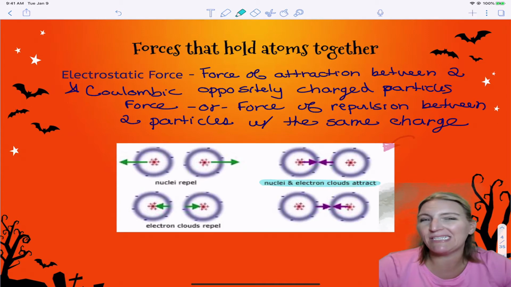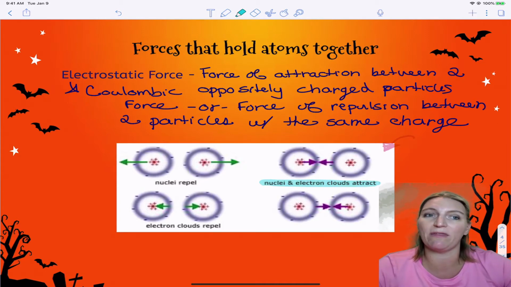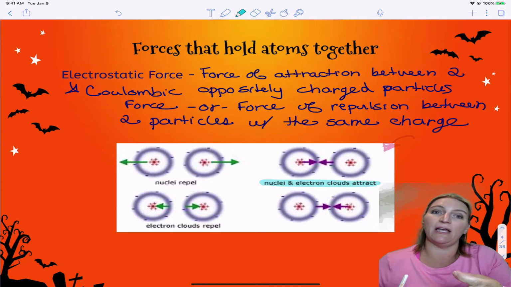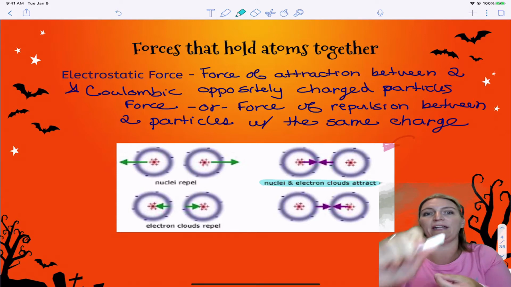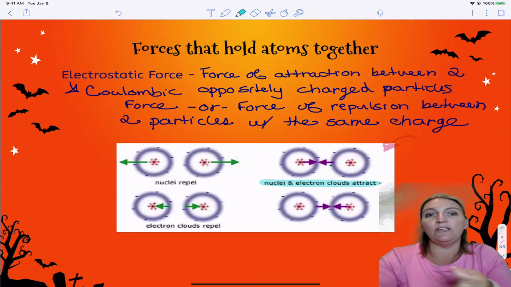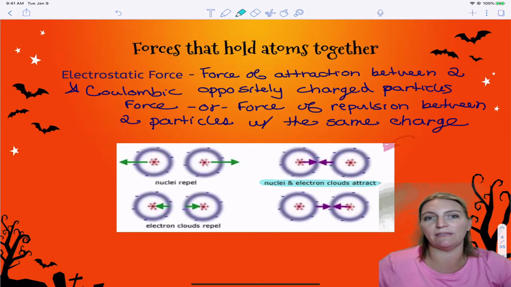This is similar to the way that gravity works with the sun and the planets that orbit it. So if you think of the sun as like the nucleus and the electrons are like the planets, the sun has such a large mass that the gravity attracts the planets towards it. Think of the nucleus as being positive, those electrons are negative, and therefore they are continuously attracted to the nucleus.